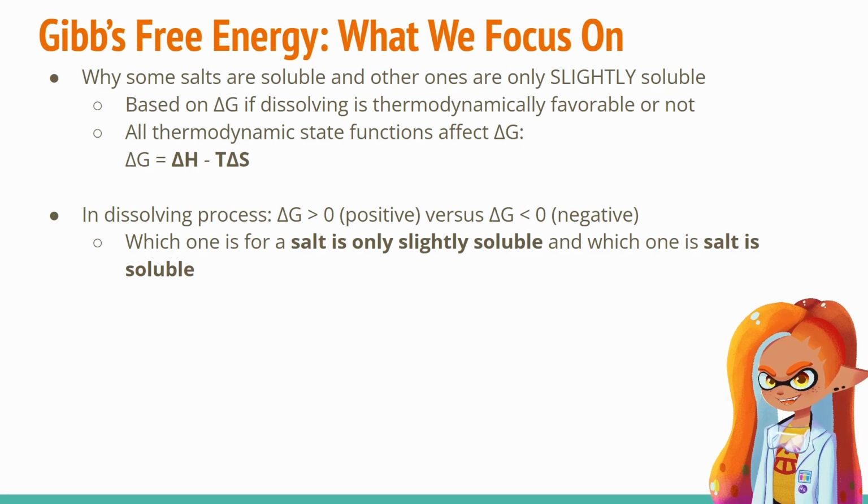And so for a quick little your turn, decide delta G. If delta G is positive, does that mean the salt is slightly soluble or the salt is very soluble? And then for the opposite, where delta G is negative, is it slightly soluble or soluble? Go ahead and pause, and then I'll answer in a second.